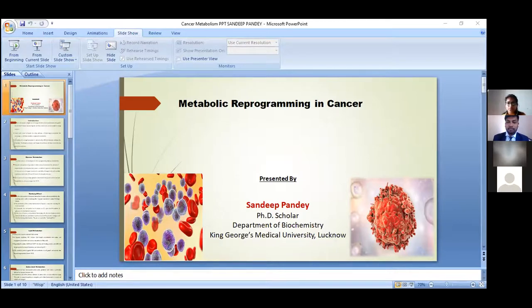Good afternoon to everyone. I'm Sandeep Pandey. My presentation topic is metabolic reprogramming in cancer cells. First of all, cancer cells require a higher rate of energy for their active proliferation and growth, due to which tumors become hypoxic and need to rely on non-oxidative energy sources. Cancer cells adapt to hypoxia by using pathways of physiological adaptation that encourage a shift from oxidative to glycolytic metabolism.